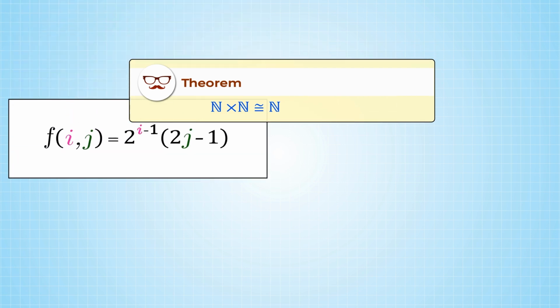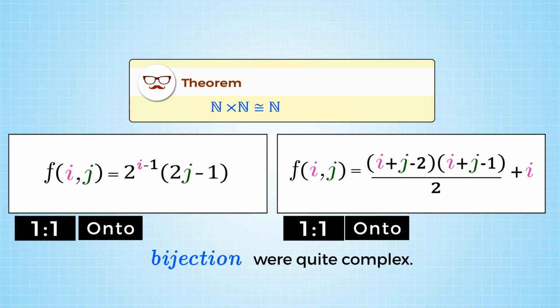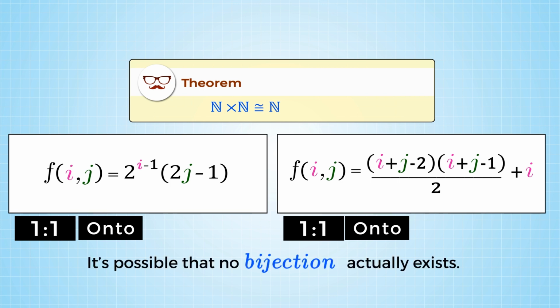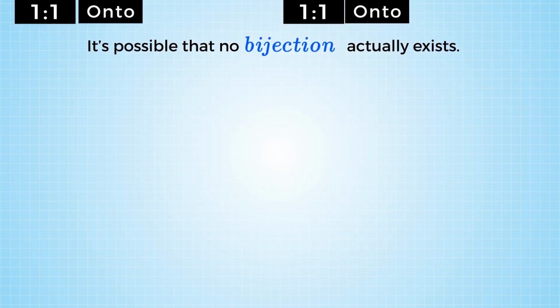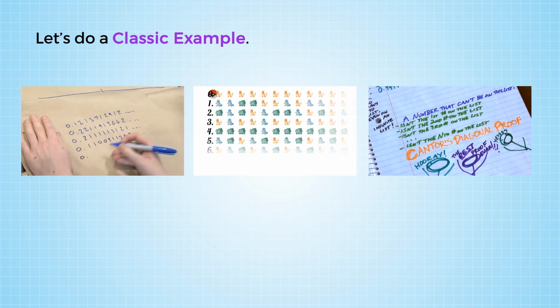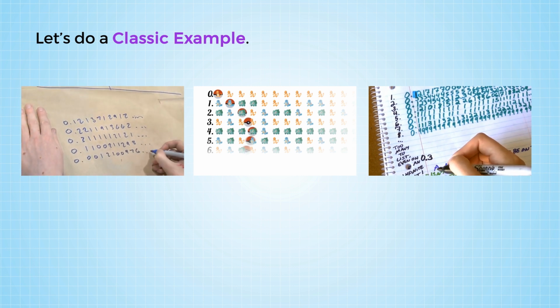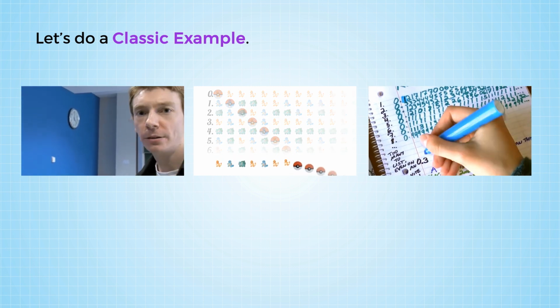Notice that in the last two examples, the bijections were quite complex, and it's not obvious how we cook them up. In fact, when trying to prove two sets are equinumerous, it's possible that no bijection actually exists. Let's do a classic example. And because Cantor's diagonalization argument has been done to death on YouTube, here's a proof that uses Russell's paradox.